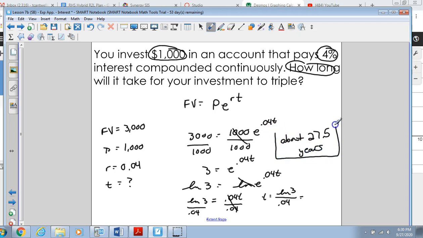That's how to use our formulas and use the skills we have been working on with exponential and logarithmic equations to solve them.